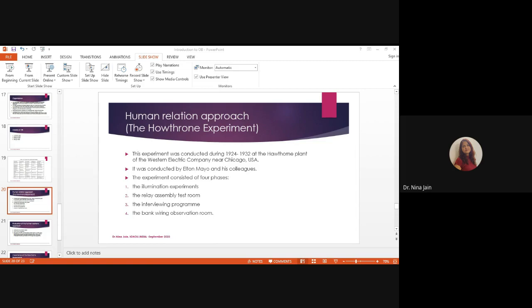The third is the interviewing program. The first two phases established the importance of supervision as a factor determining the level of productivity. But to understand this further, the researchers conducted a large interviewing program in which 20,000 plus open-ended and non-directive interviews were conducted.